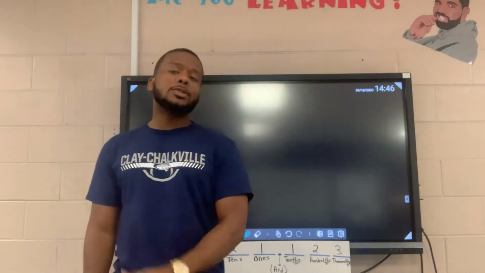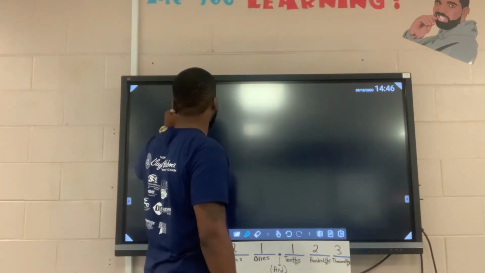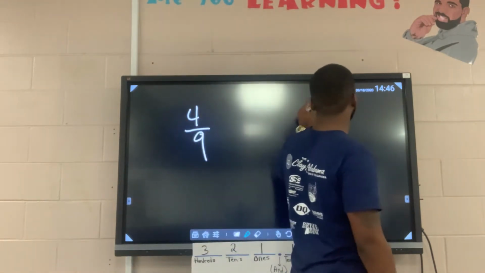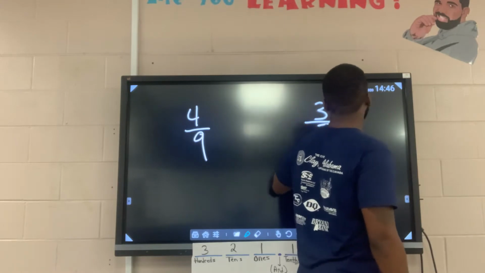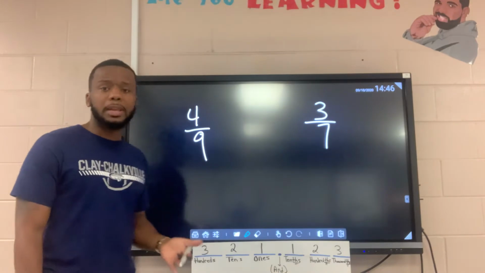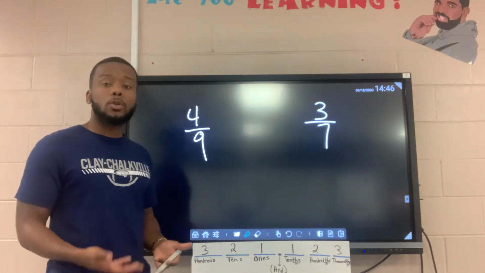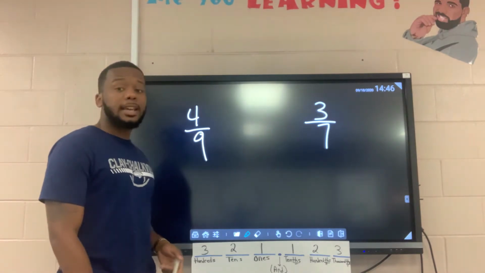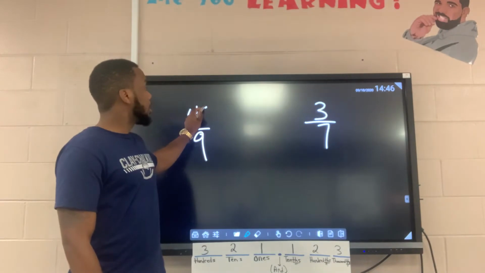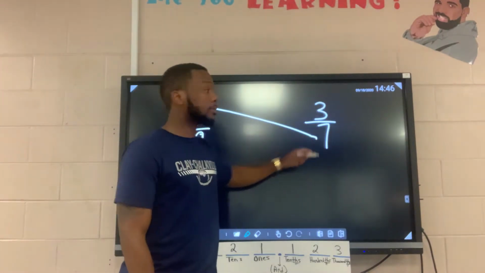So let's get two fractions on the board. Let's say 4/9 and 3/7. We want to compare. We want to find out which fraction is the biggest. Okay? So, real simple way we're going to do this. We're going to take the numerator of our first fraction and multiply that by the denominator of our second fraction.